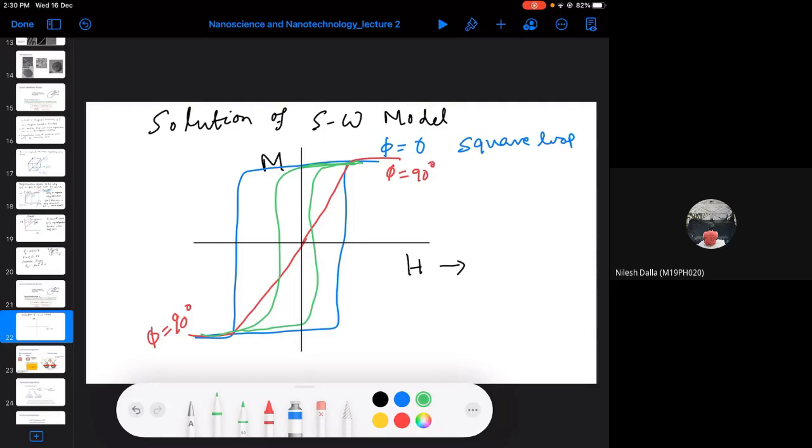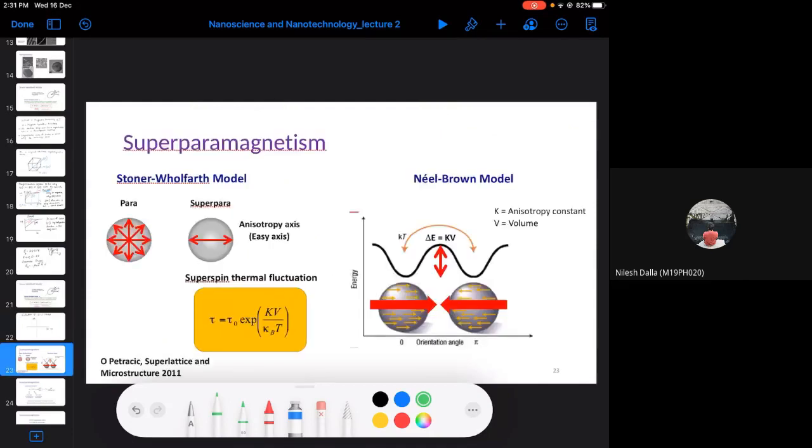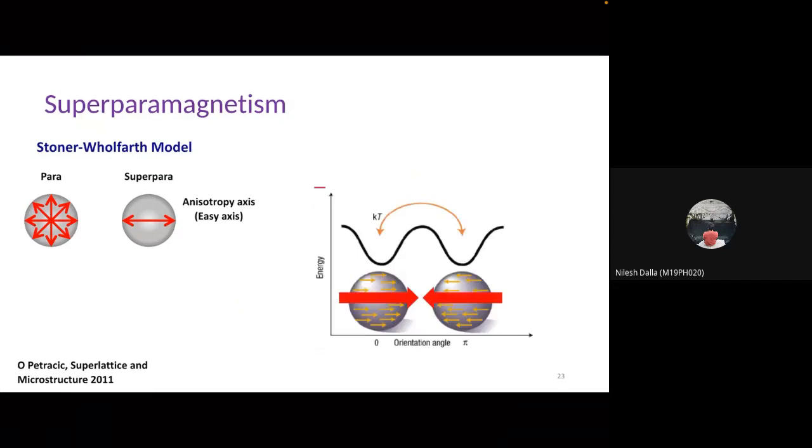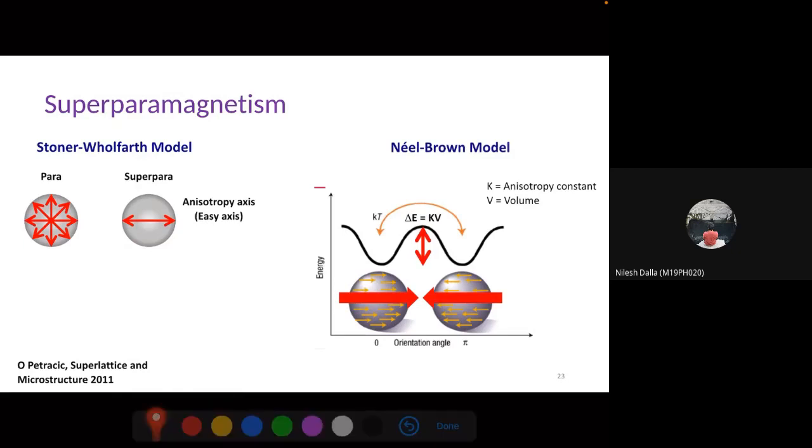Okay, so this gives you an idea about how a single domain magnetic cluster will behave in the presence of a magnetic field. But what is interesting also is how it behaves in the presence of temperature. So one is this Stoner-Wohlfarth model, and the other is known as the Néel-Brown model.